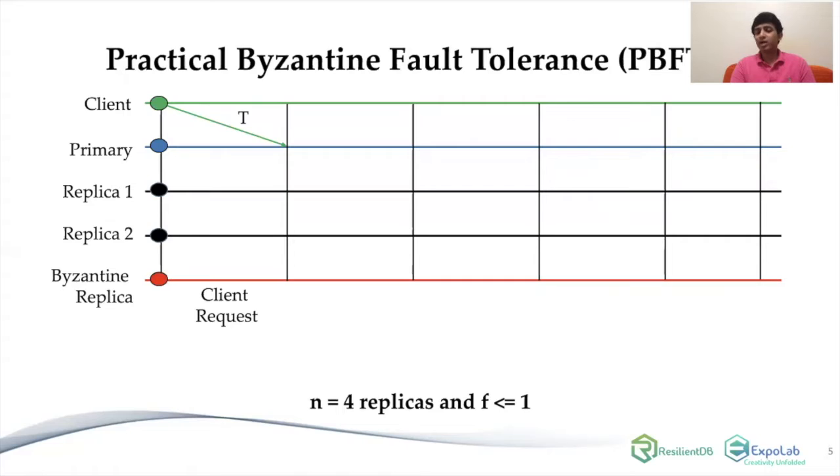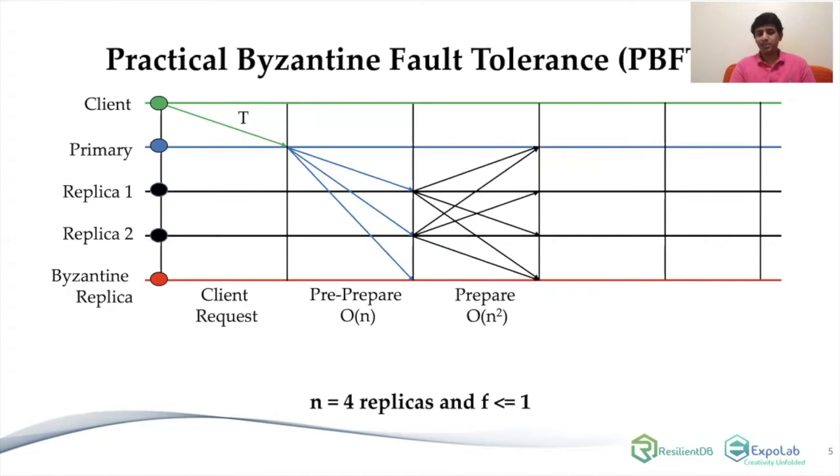So let's have a look at PBFT. In this case, we have a primary, and we are assuming n is equal to 4, and one of the replicas can be Byzantine. So the client sends this request to the primary. The primary takes this request, assigns it a sequence number, and sends it as a pre-prepare message to all the other replicas. When a replica receives a pre-prepare message, it verifies that request, and then it agrees to support the primary's order by sending a prepare message.